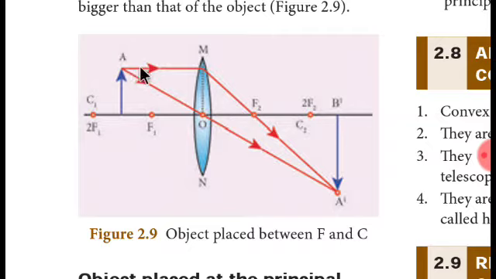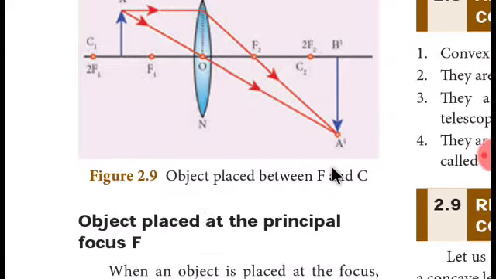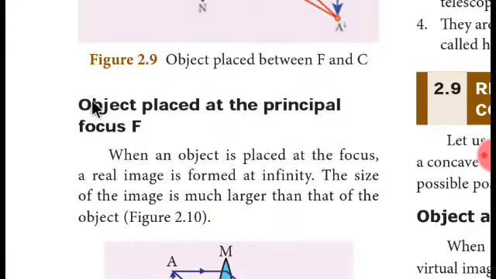Here also the same rule. The incident ray is parallel to the principal axis, and it goes through the focus. Then it meets at some point. The other rule: a ray which is passing through the optical center will have no deviation. So these two rays are going to meet at a point, and that is the point where the image is going to be formed clearly. Then, object placed at the principal focus F.